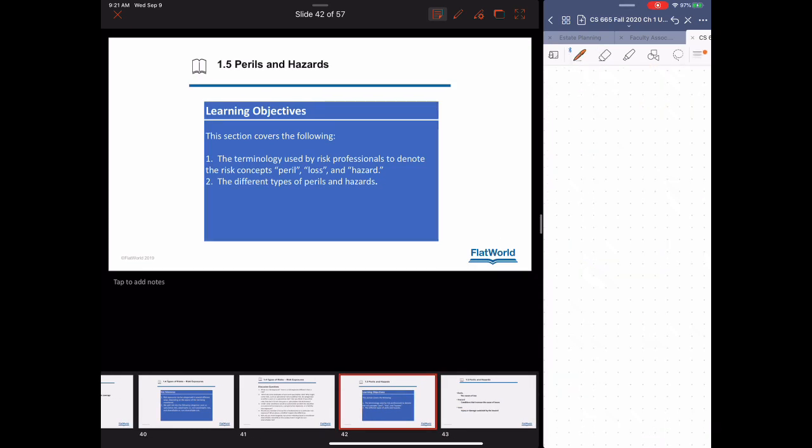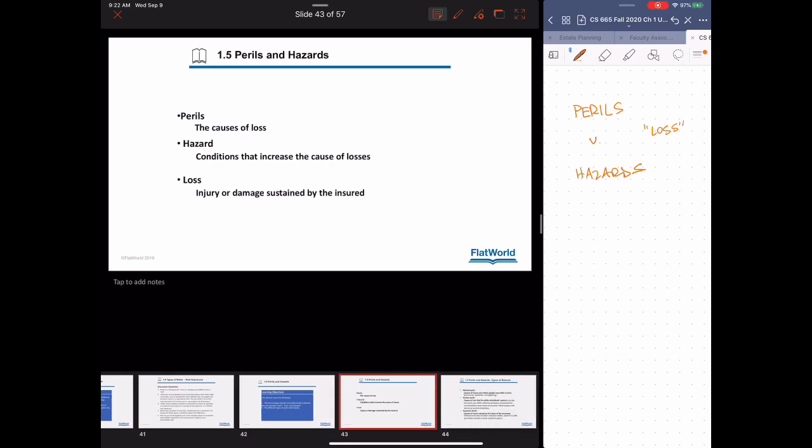Two additional terms that you're going to become familiar with: perils versus hazards, as well as the term loss. And then understanding the different types of perils and hazards. So a peril is the proximate cause of the loss, where a hazard increases its likelihood.